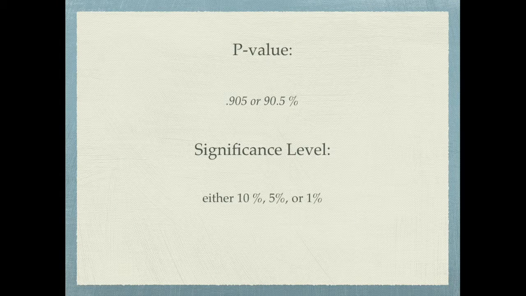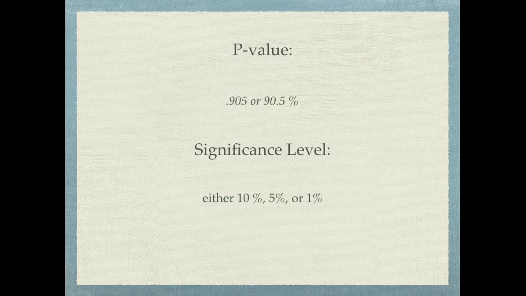The calculator tells us that the p-value is 0.905, or 90.5%. This value must be compared with the significance level. The significance level of either 10%, 5%, or 1% also states the probability that the data occurred by chance. But when performing a chi-square test, one usually picks a significance level beforehand.